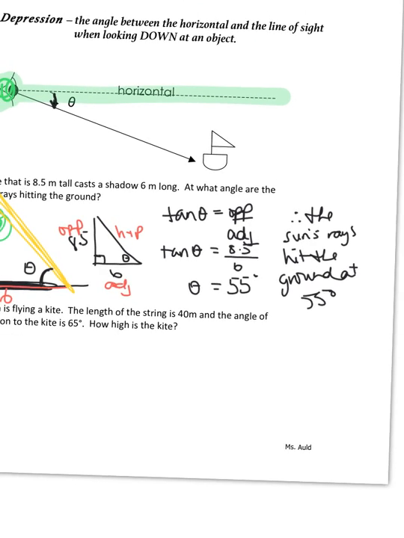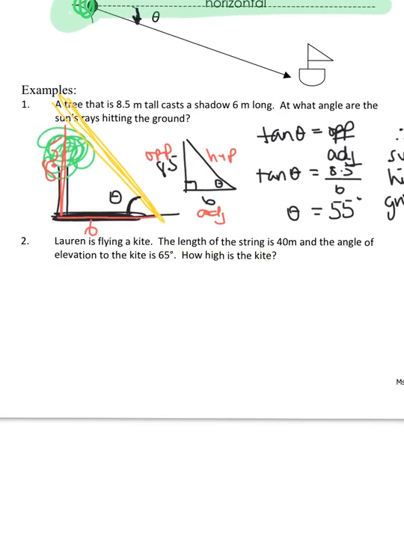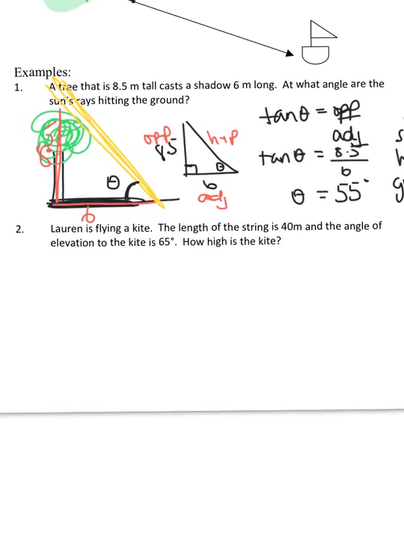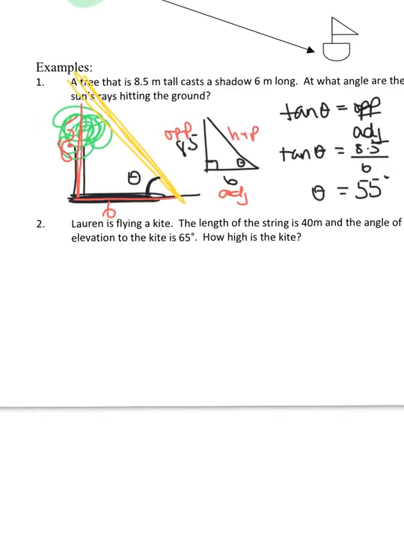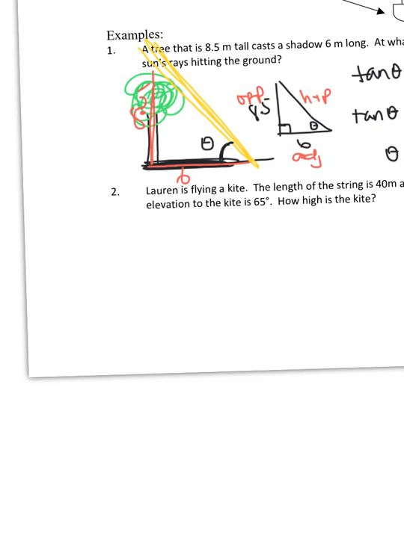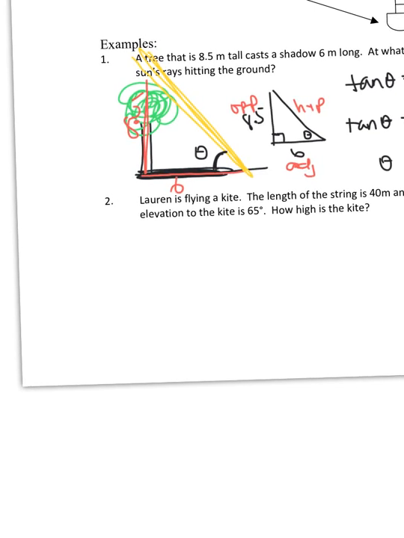Okay, so let's try the next one. Lauren is flying a kite. The length of the string is 40 meters, and the angle of elevation to the kite is 65 degrees. How high is the kite? Okay, so let's draw ourselves another little diagram over here. So we have the kite string here. Here's my kite up in the sky there. Okay, we have the kite string. Let me make that a little bit straighter there.